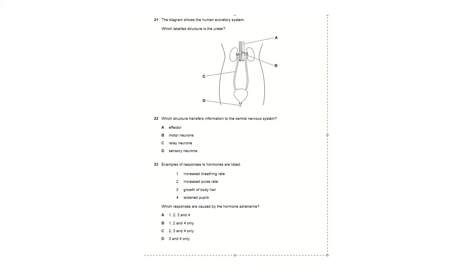So now we are quickly moving on in the syllabus, and now we're entering the kidney here. And the first question here, we asked which labeled structure is the ureter. It's important to remember that we have the ureter and the urethra, which sounds almost the same.